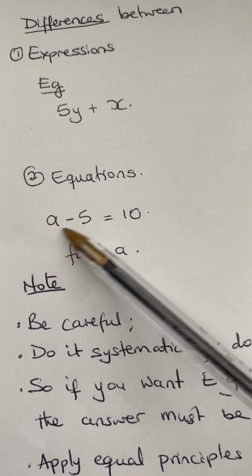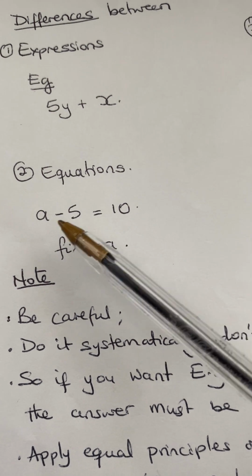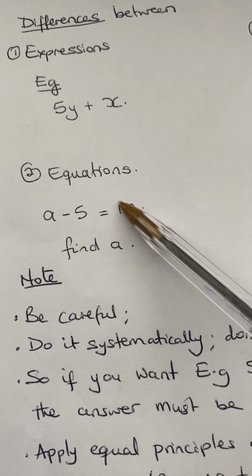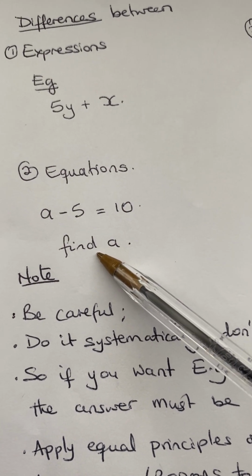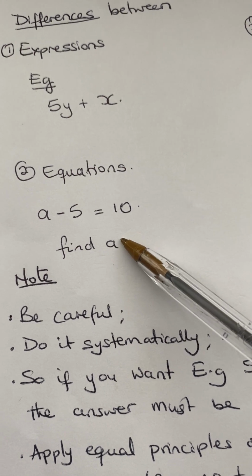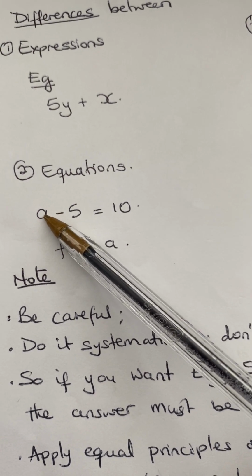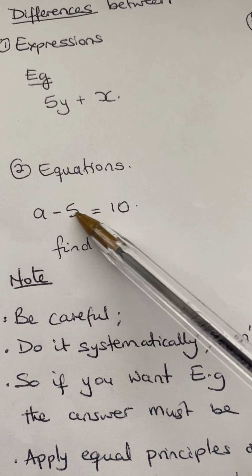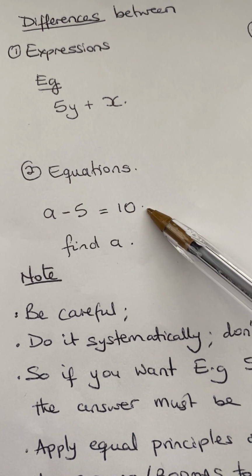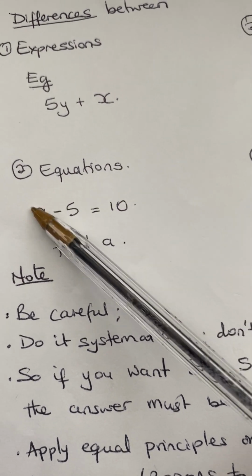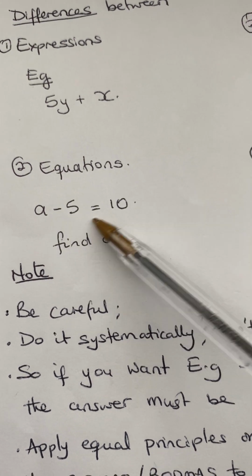If they are asking you to find A, you can easily find A here. Okay, so this way A is 15, because 15 minus 5 equals 10. So in this form, it becomes an equation.